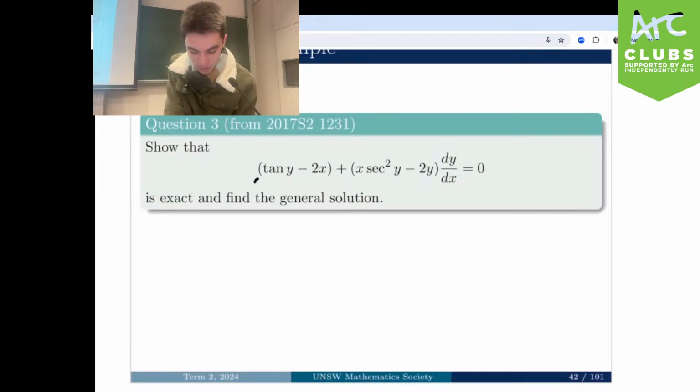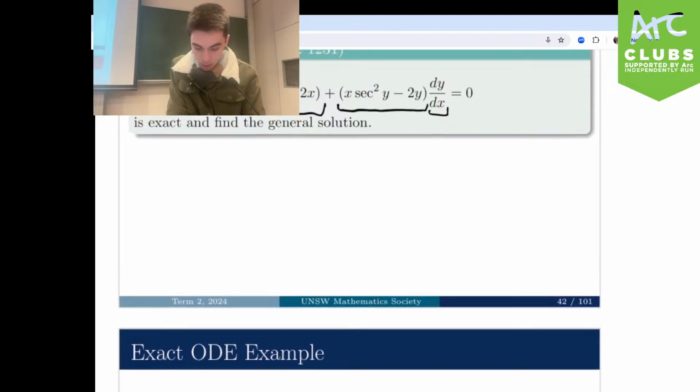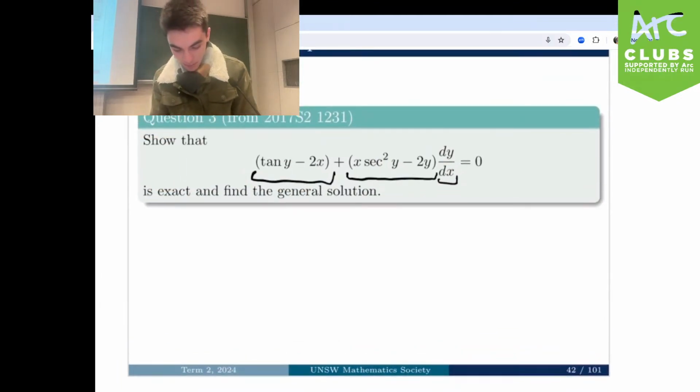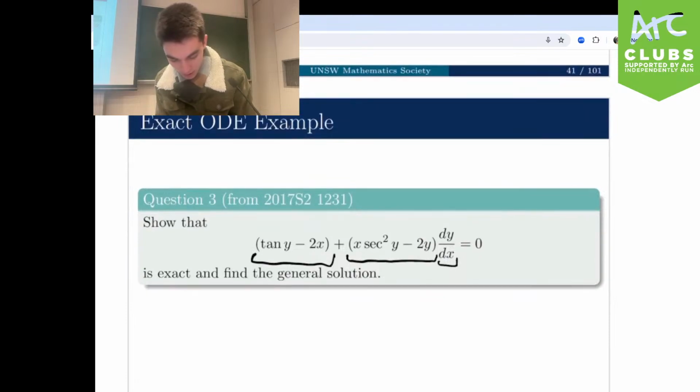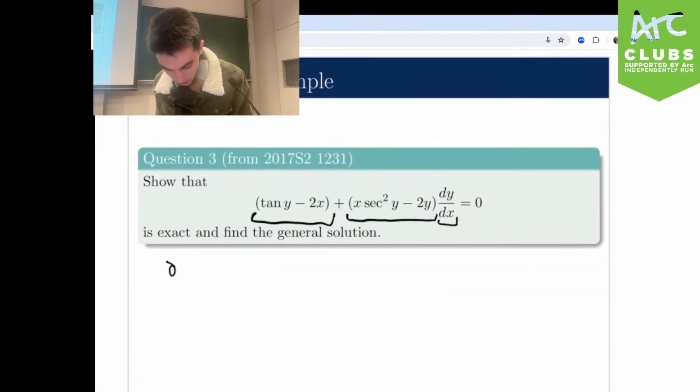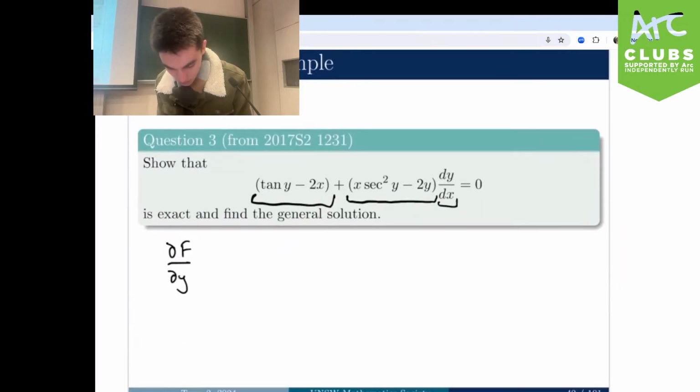We can see this is a multivariate function of y and x. This is a multivariate function of y and x, but it's multiplied by the derivative. So we can test it for being exact, right? So let's test it then. We need to check whether it satisfies this condition, so whether the partial derivative of f with respect to y is equal to the partial derivative of g with respect to x, right?